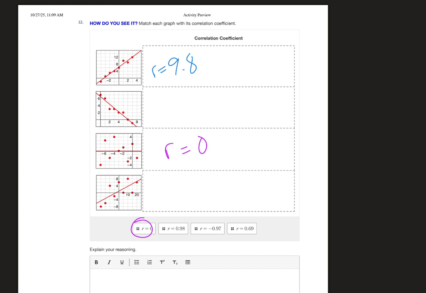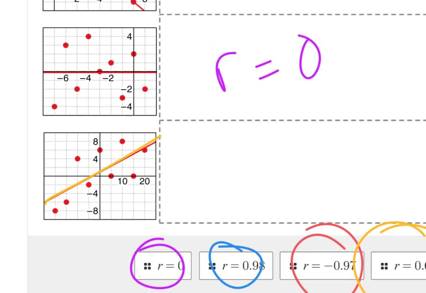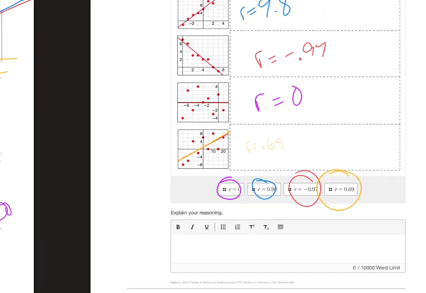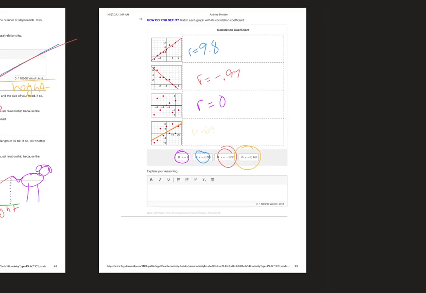Let's see, so hang on. Negative 0.97, I'm thinking this one because it's pretty on that graph and it's going down and to the right. And then last but not least, positive 0.69, so that's positive. It's a little scattered though, so I could see how they're saying that that is not a really great line of best fit. And I think we're done.